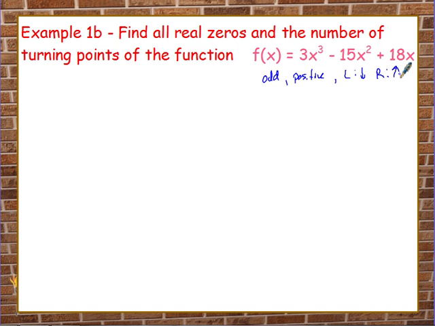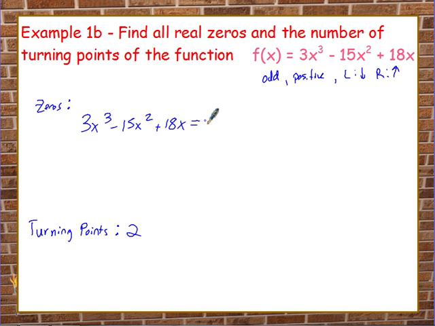Okay. How many turning points am I going to have? Well, turning points, no, that's for sure. There has to be 2. Okay? But zeros, how many? Possibly 3. Okay? Good. So here's what I have. I have 3x to the third power minus 15x squared plus 18x. And I know that it's equal to 0. Okay? What do you suppose? What should we do?